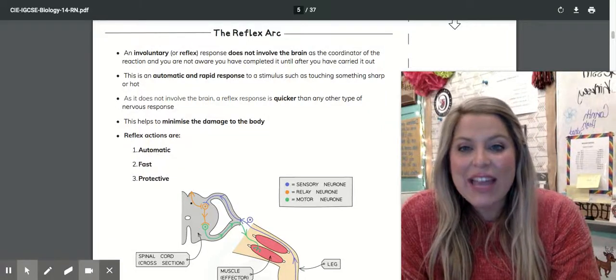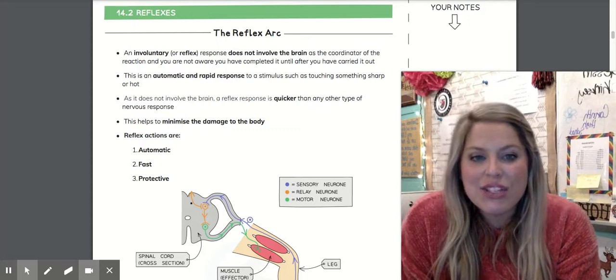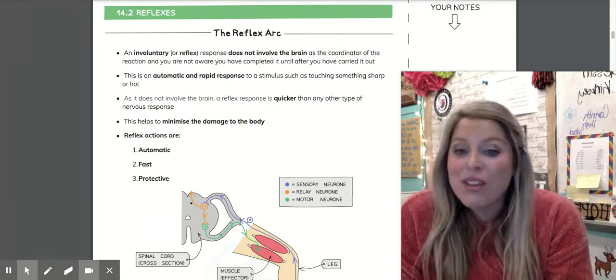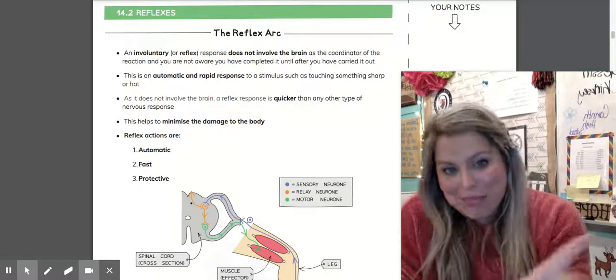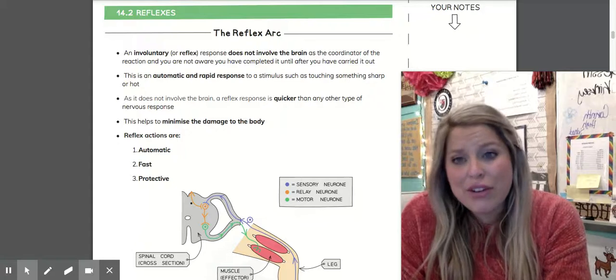Hey guys, okay, let's talk about section 13.2, reflexes. With this section, we are looking at the reflex arc, which will be another diagram that you will label and just have to understand the basic layout of those sensory, relay, and motor neurons.